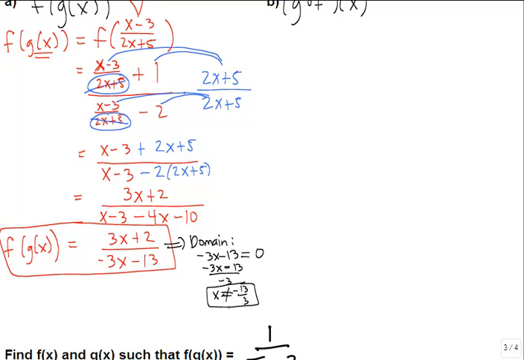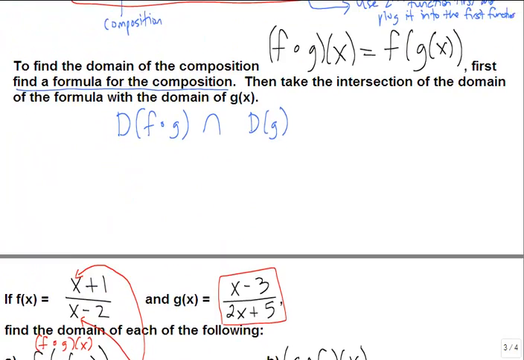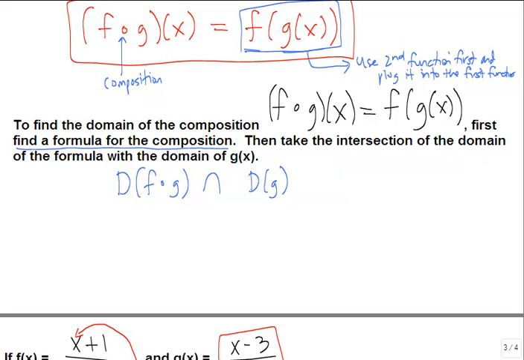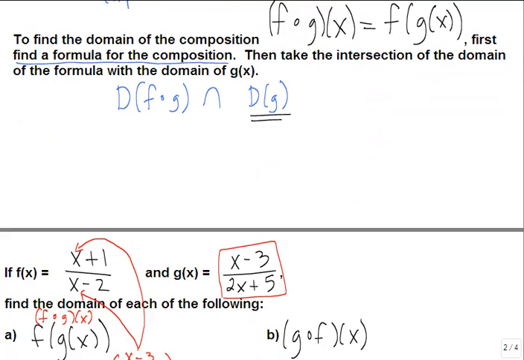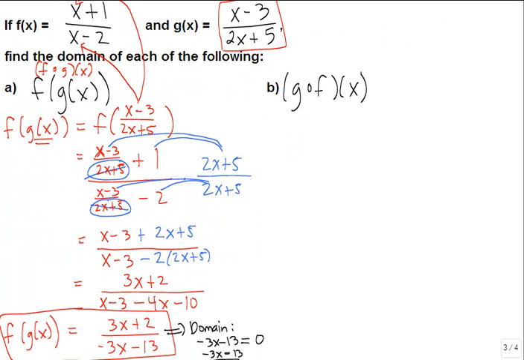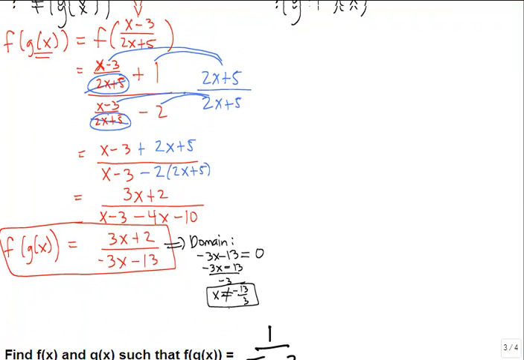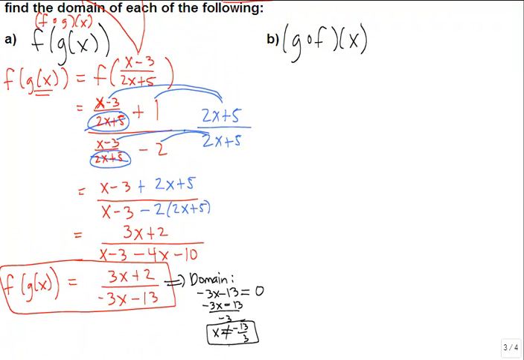Okay, now that's not the only answer. Remember our rule from up above. To find the domain of a composition, not only do you have to find the domain of the formula, but you also have to consider the domain of the input function. Remember that this is a two-step process. We have to be able to plug something into g first, get an answer, and then plug that into f. So if g doesn't exist in the first place, then there's no way that the composition is going to exist at all. So we have to make sure that the g function is valid before we can do the composition.